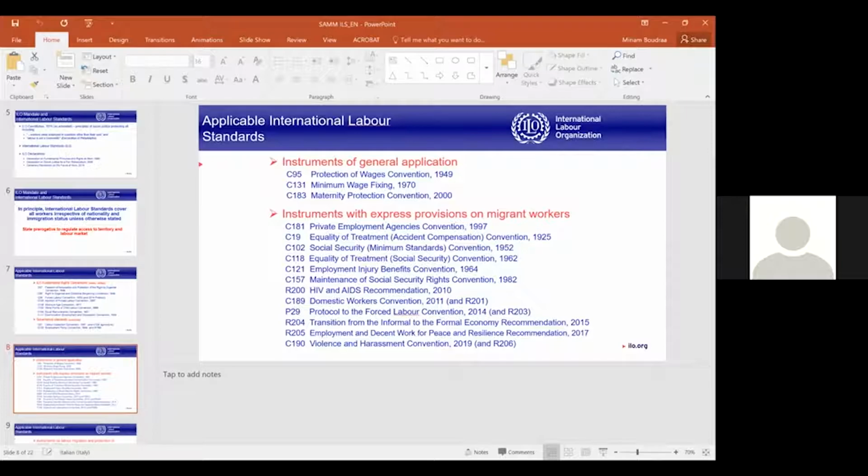And then the Convention concerning domestic workers, Convention 189, adopted in 2011. This has been crucial for the protection of migrant workers, as well as the protection of women migrants, because most of domestic workers are women.